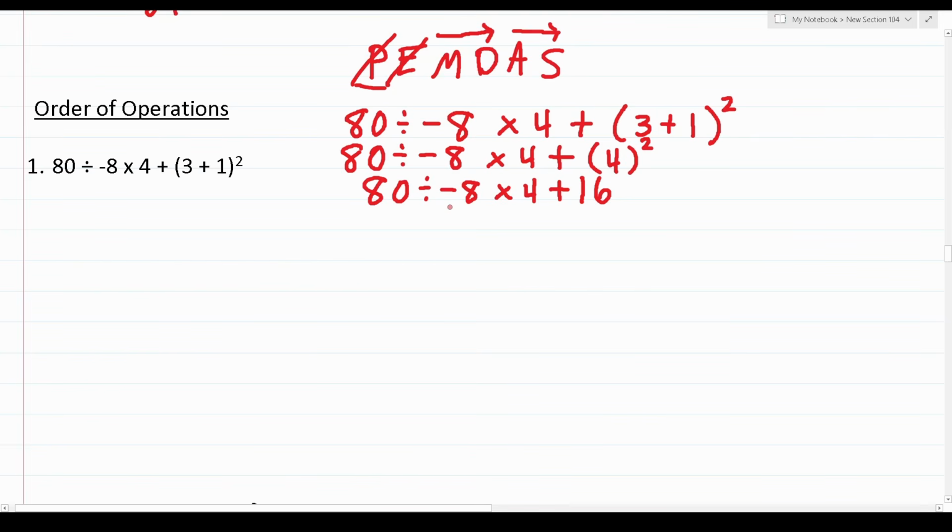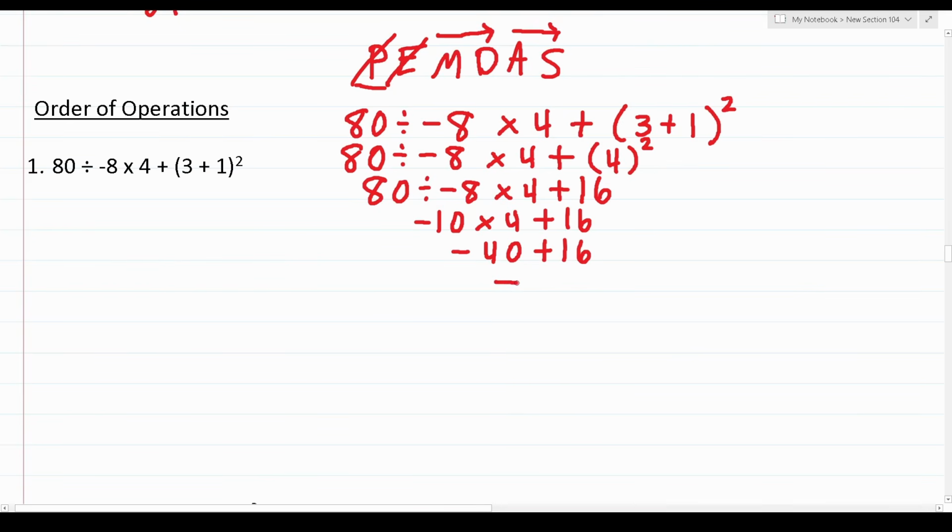80 divided by -8 is going to be -10. Again, a positive divided by a negative is a negative. So this is -10 times 4 plus 16. Okay, so we took care of our division. We still have multiplication and addition left. Of course, we're going to work out multiplication before addition. So -10 times 4 is -40 plus 16. And now we just have addition left, so let's take care of that next.